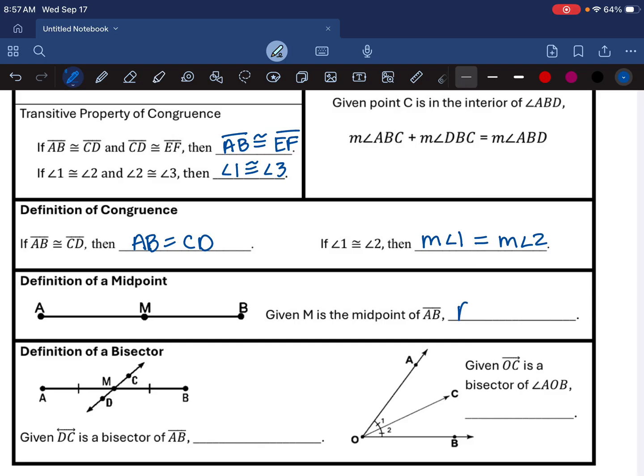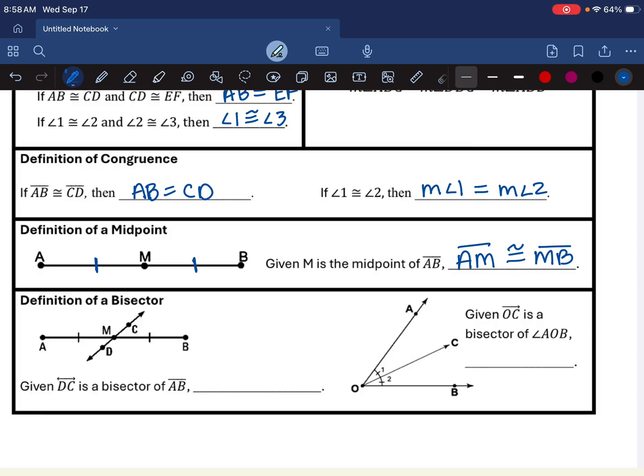Close. AM is equal to MB. Don't use equal. What do we use instead? Congruent. Segment AM is congruent to MB, right? How would I mark that these 2 are congruent? Yeah, a dash through the middle, right? So those 2 segments are congruent to each other.